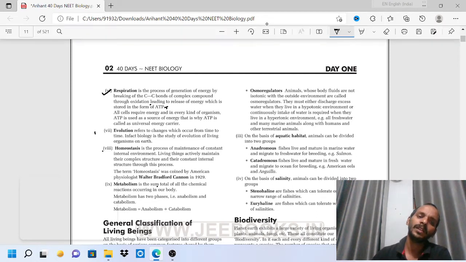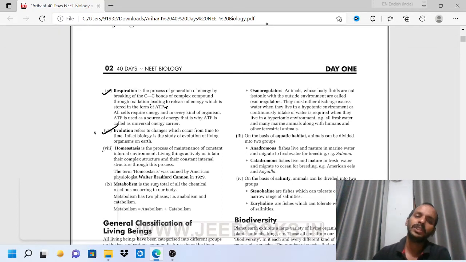Next is evolution. Evolution means, with time, the process takes place according to the environment, the organism's body gets adapted and it will change according to the environment. Example, earlier we had a tail, but we don't have it right now. So it is a type of evolution. Our body evolved according to the environment.